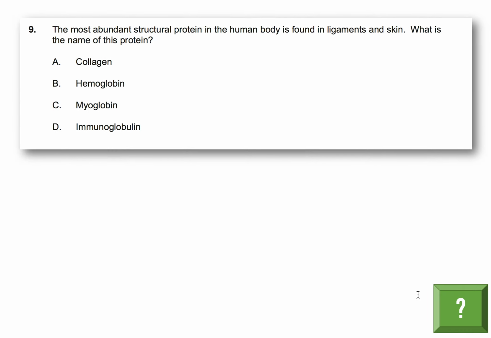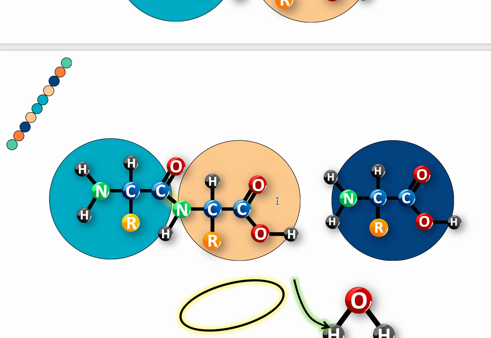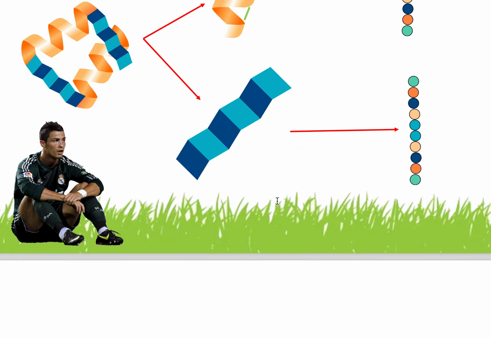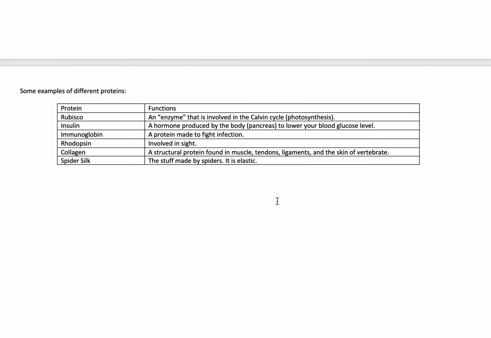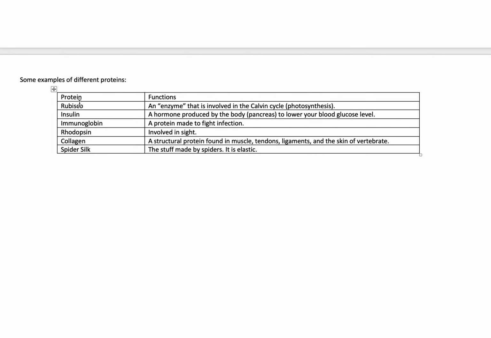Now, in my teaching video, I explained that you need to know a bunch of examples of proteins, including collagen, hemoglobin, myoglobin, immunoglobin, and much more. You need to know a little bit about each of them because they can come up in questions like this one. Let me show you. Here at the bottom, here are some examples. You can see there's a list of 7-ish that you need to know.